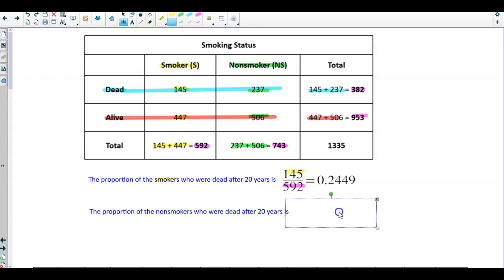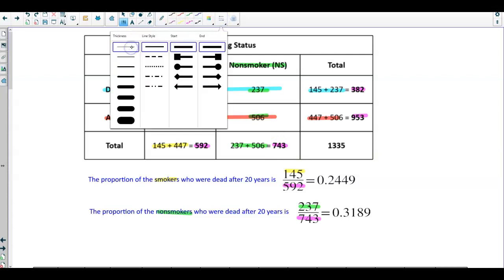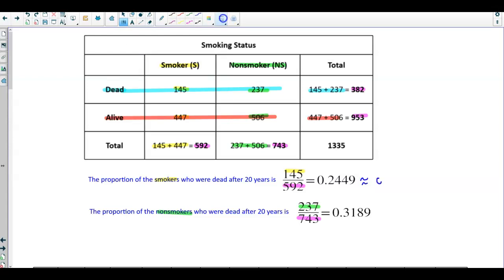Next, we want to find the proportion of non-smokers who were dead. So now we're looking at the non-smokers column. How many were dead in that column? There are 237, and we divide by the total of that column, which is 743, giving us 0.3189. Now we round each of those to 3 decimal places, so we get 0.245 for the first answer and 0.319 for the second answer.